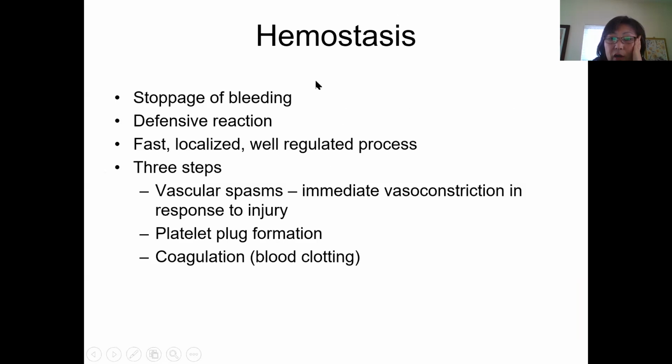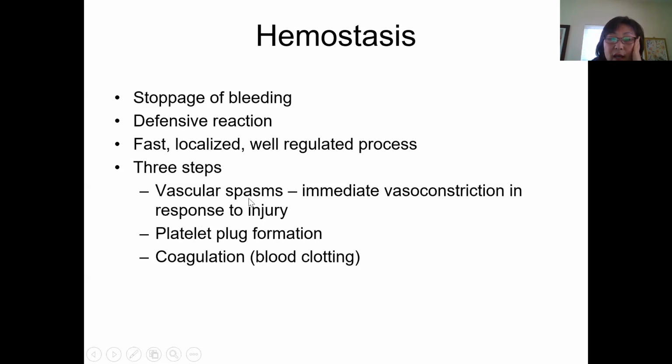So now we're talking about the stop bleeding process. It's called hemostasis. Hemostasis, okay? And in terms of the process, there are three major steps. The first step is called vascular spasm. Number two is called platelet plug formation. And the third one is called coagulation, the actual step to form blood clots.